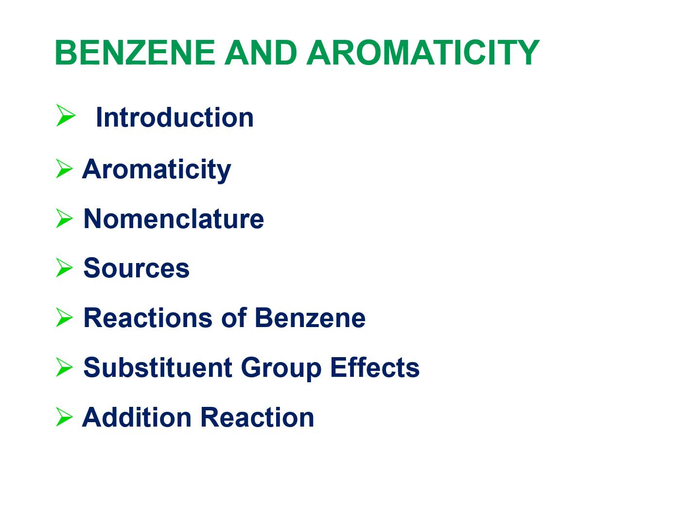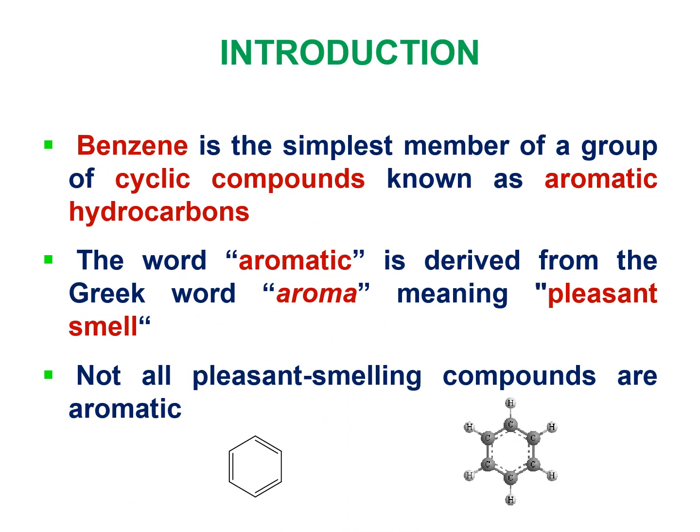Benzene is the simplest member of the group of cyclic compounds known as aromatic hydrocarbons. Hydrocarbons meaning they contain only hydrogen and carbon. The word aromatic is from a Greek word which means pleasant smell, aroma. But not all pleasant smelling compounds are aromatic. Like esters are pleasant smelling, but esters are not aromatic.